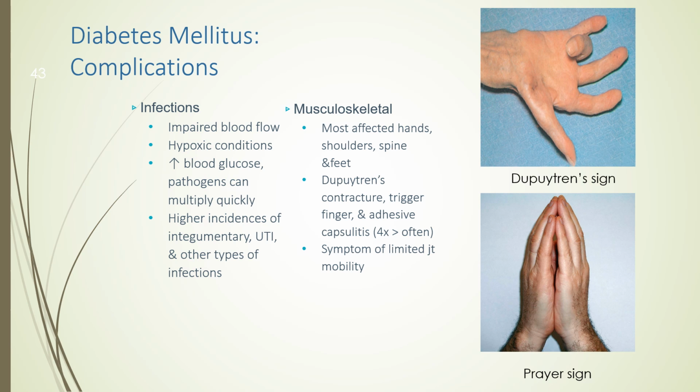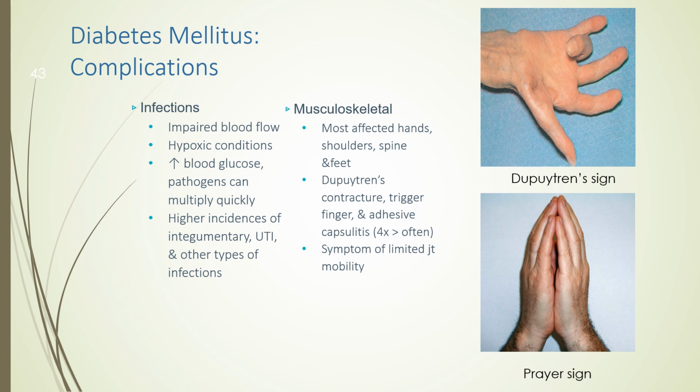Here you can see images of 2 different musculoskeletal complications that can occur. Dupuytren's contracture and trigger finger are both hand conditions that can be associated with diabetes mellitus. Dupuytren's contracture is a hand deformity that involves the thickening and tightening of the palmar fascia, leading to the formation of nodules and a thick band of tissue beneath the skin of the palms and fingers.